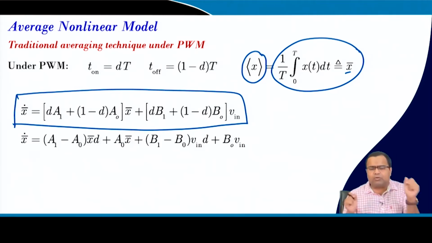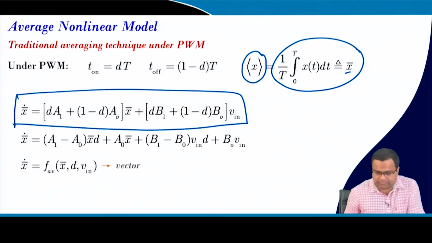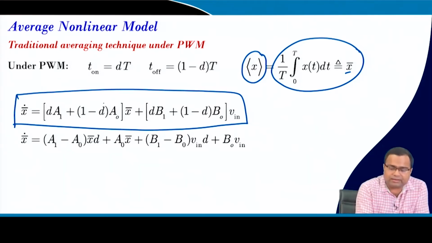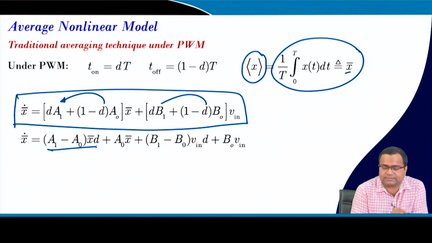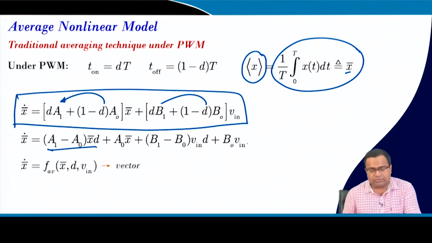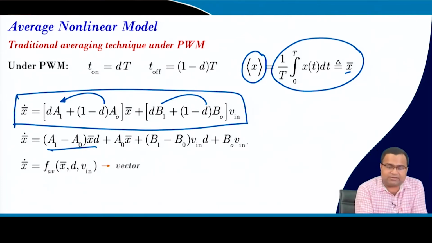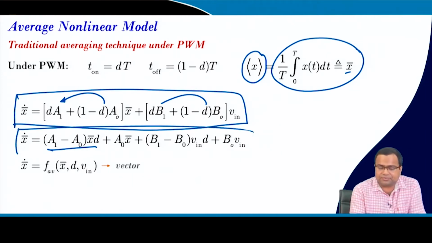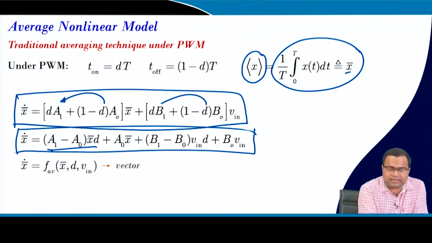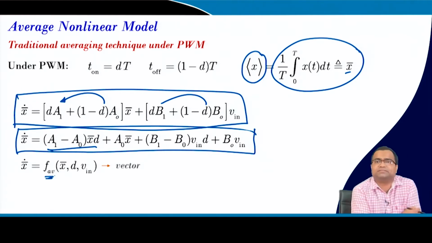Then we can separate out A1, A0, and from here itself we can separate out the D part here, the D part here. So, A1 minus A0 into d x, then you can separate out, and this whole thing we can write as a vector. Now, this is the average dynamics.